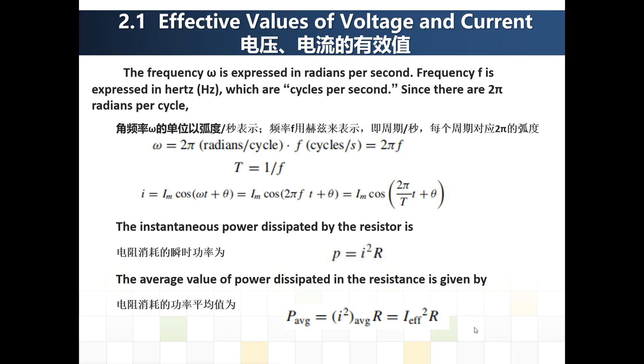The angular frequency omega is expressed in radians per second, and the frequency f is expressed in hertz, which means cycles per second. Because each cycle is 360 degrees, which is 2 pi radians, therefore omega is equal to 2 pi f.